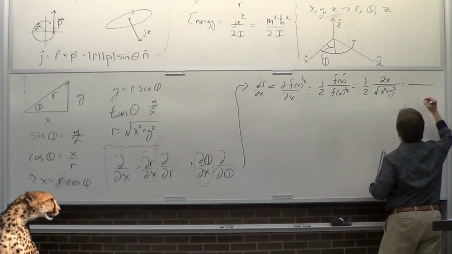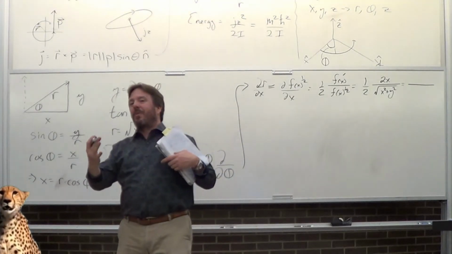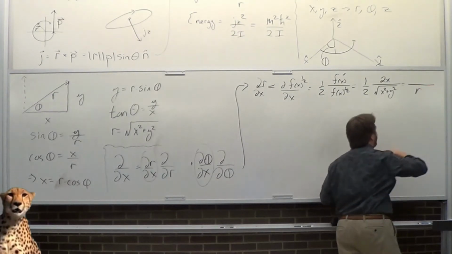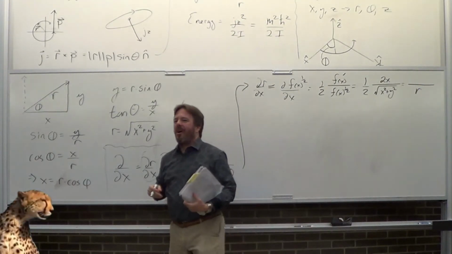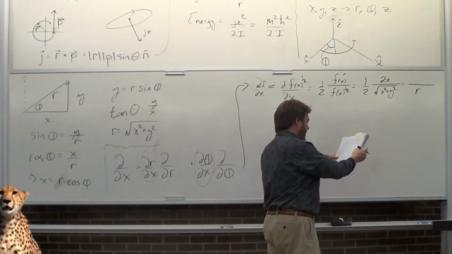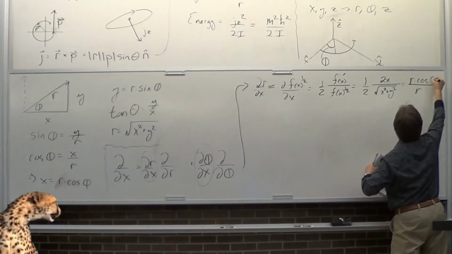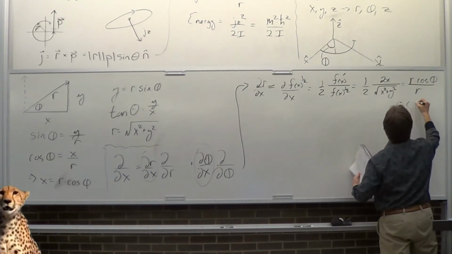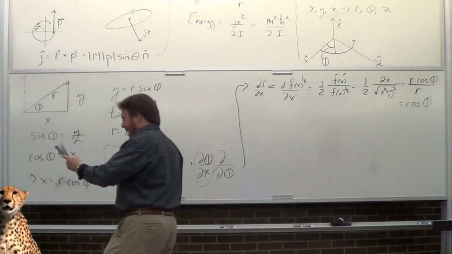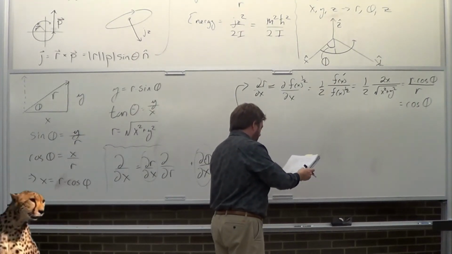Okay, the 2 over 2, that one's easy. What is the square root of x squared plus y squared in cylindrical coordinates? r. There we go, r. Make sure, yeah, it's just r. Okay, what's x? r cosine theta. Yeah, r cosine theta. Or cosine phi, sorry. So you just look at cos of the angle. There you go. Okay, next one.